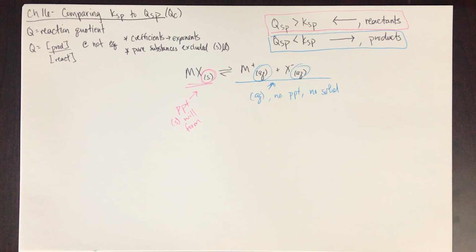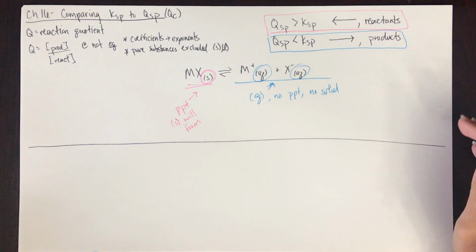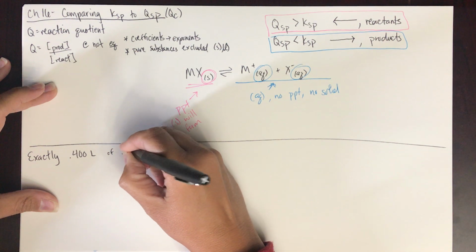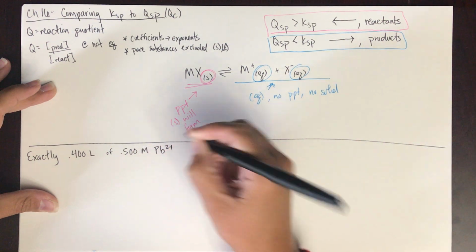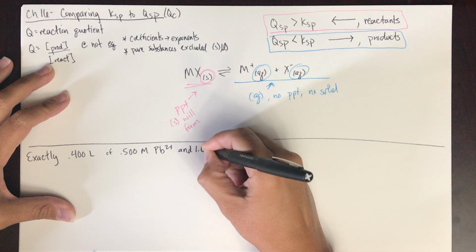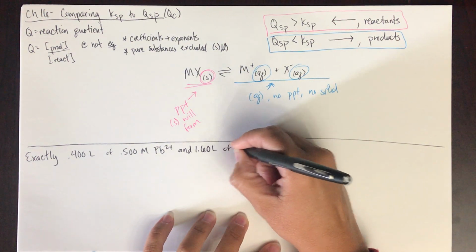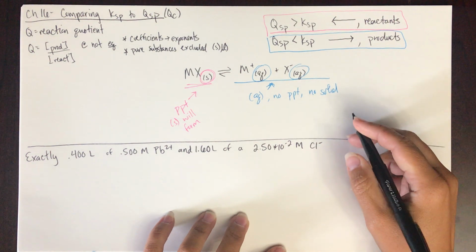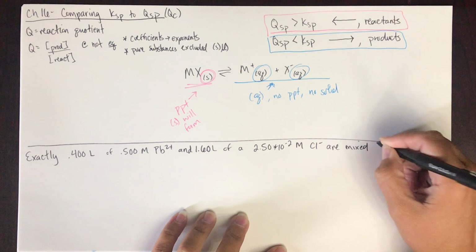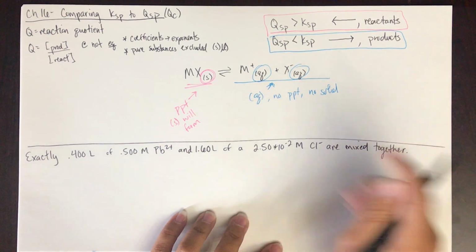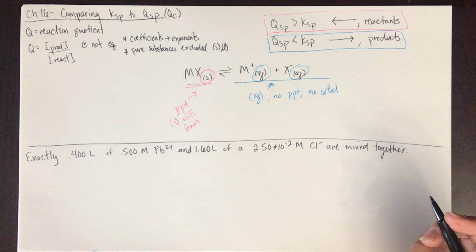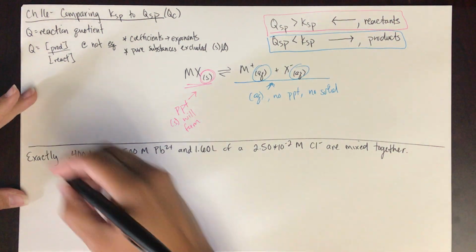So let's look at an example. Okay, so here is an example. It says exactly 0.400 liters of a 0.500 molar lead-2 ion and 1.60 liters of a 2.50 times 10 to the negative 2 molar chloride ion solution are mixed together. When they're mixed together, 0.4 liters and 1.6 liters form 2 liters of solution. It says calculate the QC of lead-2 chloride and determine if lead-2 chloride will precipitate.